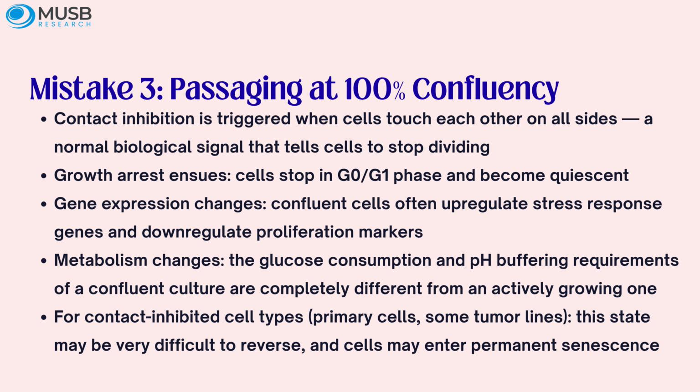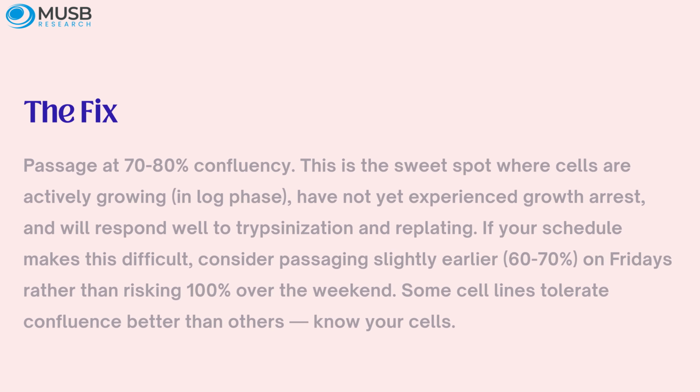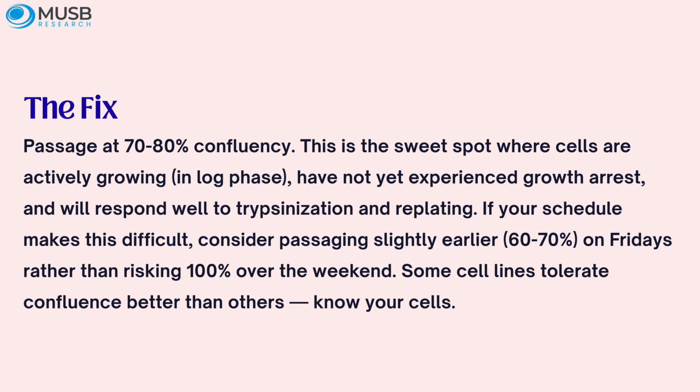The fix: passage at 70 to 80% confluency. This is the sweet spot where cells are actively growing, in log phase, have not yet experienced growth arrest, and will respond well to trypsinization and replating. If your schedule makes this difficult, consider passaging slightly earlier, at 60 to 70%, on Fridays rather than risking 100% over the weekend. Some cell lines tolerate confluence better than others. Know your cells.